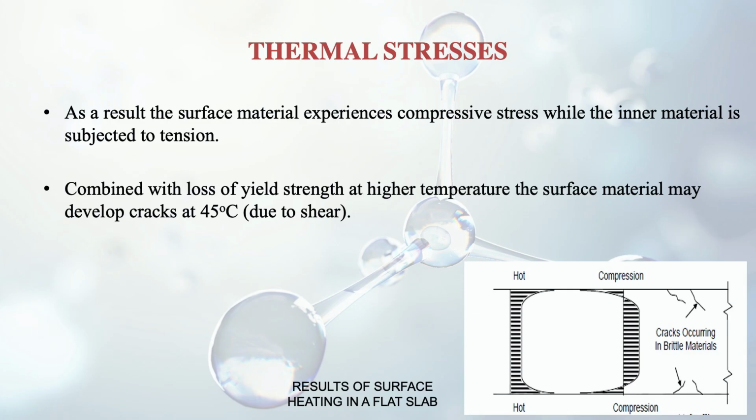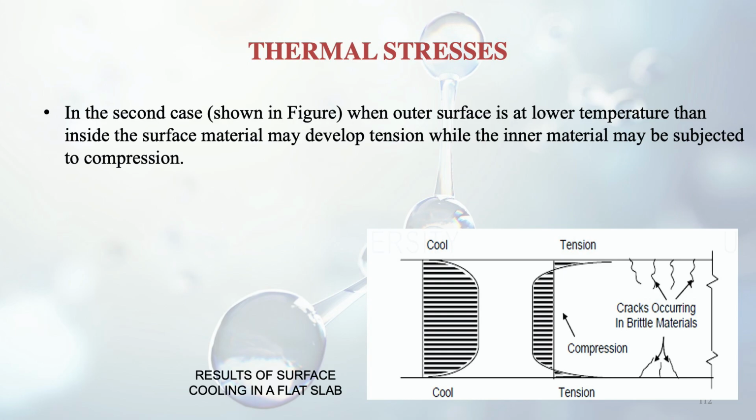Due to this, cracks can develop, and in combination with loss of yield strength at higher temperature, cracks will come up at around 45 degrees, and these failures may be due to shear. Mostly due to shear, these happen at 45 degrees. So there is one more case. The second case is that this outer surface is at a lower temperature, whereas the inner surface is at a higher temperature. So it is the reverse of the first case.